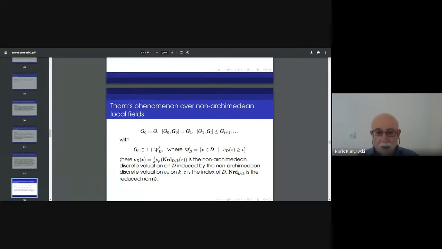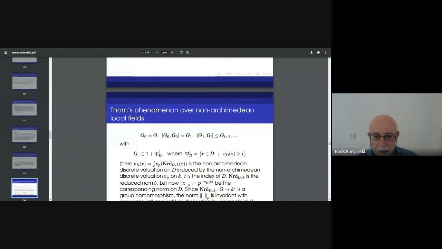For details, I send you to see the literature. There are many places where you can find this. To my taste, the best exposition is in the textbook by Platonov and Rapinchuk, Algebraic Groups and Number Theory. You can find this filtration there. And the point is that if you take your word lying sufficiently deep, then you will observe the phenomenon discovered by Thom.